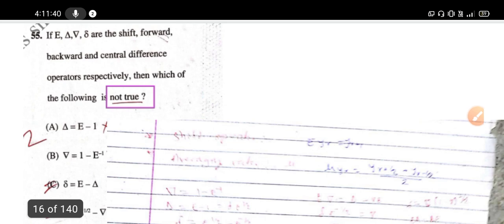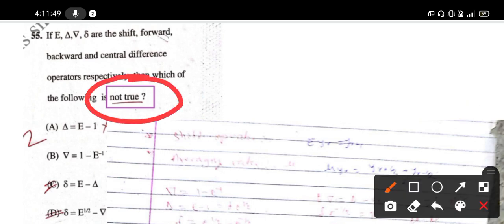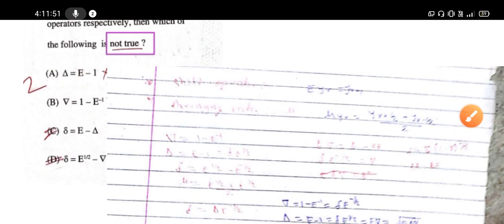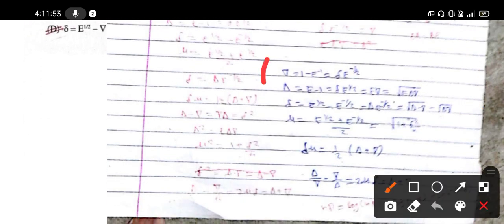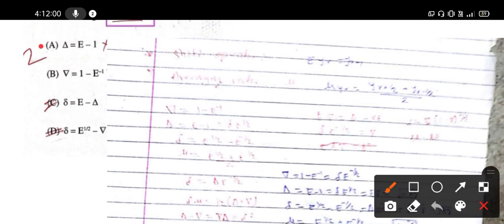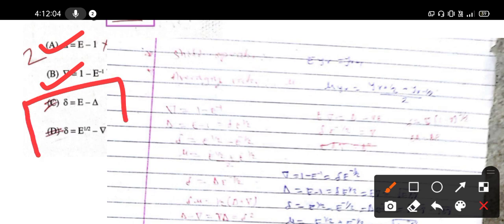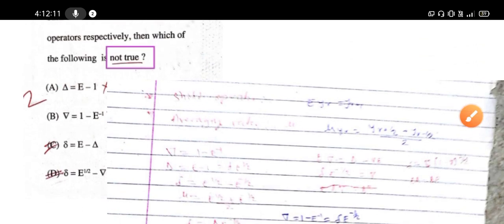If E, ∇, δ are the shift forward, backward and central difference operators respectively, then which one of the following is not true? Here the question asks for the one that is not true. Here is one result. This is a direct result and this is also direct, so A and B are true options, but C and D are not true. According to the official answer key, C and D are correct. Both are correct.